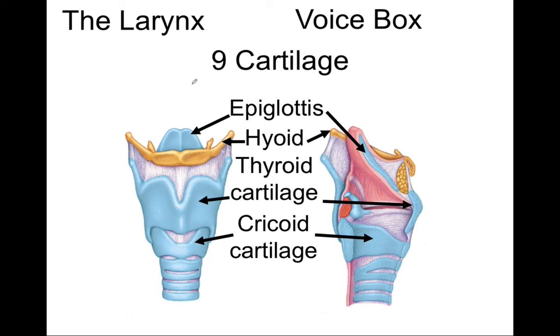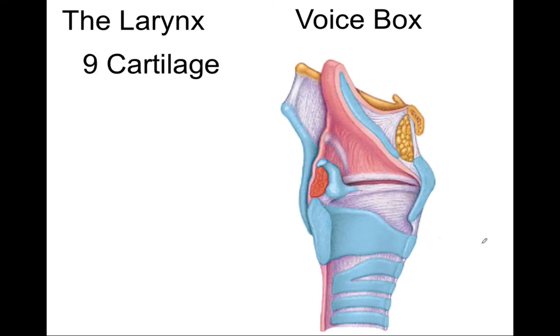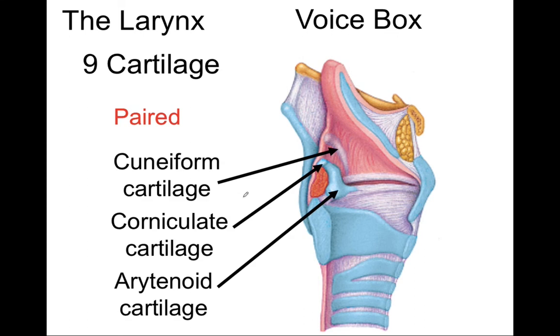So we do have 9 cartilages. The epiglottis, the thyroid cartilage, and the cricoid cartilage are the first 3 cartilages that are unpaired. However, the other 6 are paired, which means that there's going to be one on either side. We will refer to the sagittal section to view these 6 paired cartilages. Remembering that there is one of these on each side accounts for the other 6 cartilages to give us a total of 9. Specifically, we'll find the cuneiform cartilage, the corniculate cartilage, and the arytenoid cartilage.